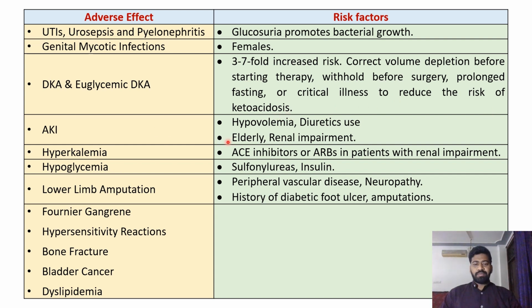AKI is more common with hypovolemia, diuretic use, elderly patients, and renal impairment. Hyperkalemia is more common with ACE inhibitors, ARB use, or in patients with renal impairment. Hypoglycemia is common with the concomitant use of sulfonylureas and insulin. Lower limb amputation is more likely in patients with peripheral vascular disease, neuropathy, or a history of diabetic foot ulcer or amputation. Other adverse effects include Fournier's gangrene, hypersensitivity reactions, bone fractures, bladder cancer, and dyslipidemia.